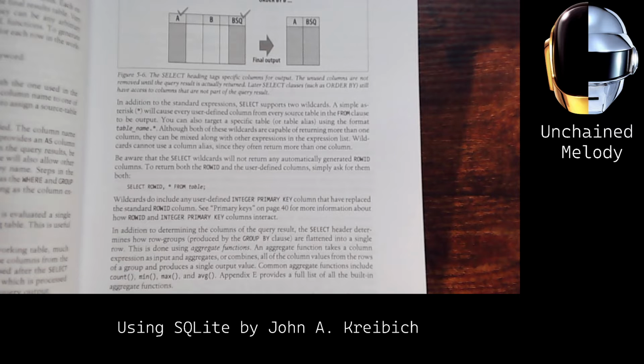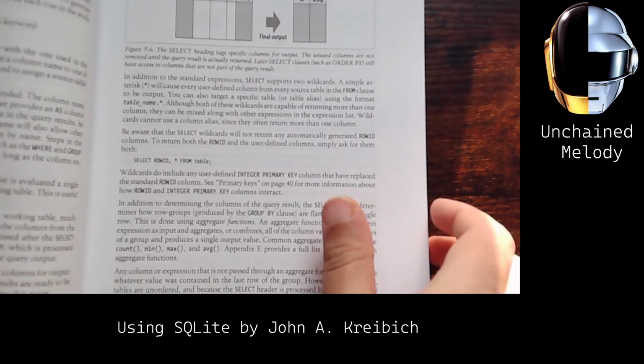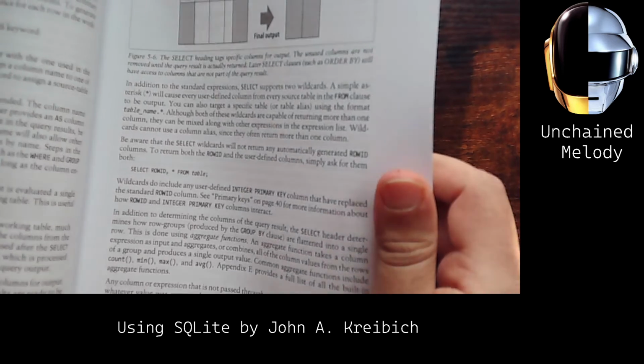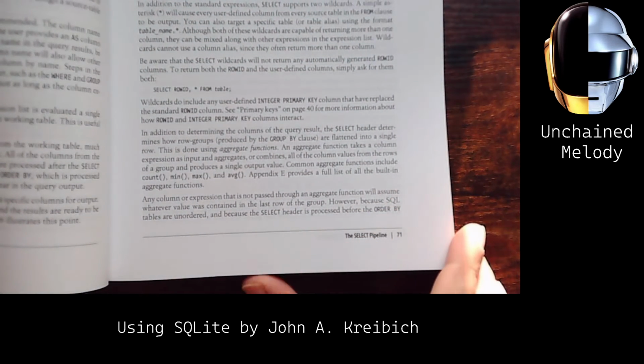In addition to determining the columns of the query result, the select header determines how row groups produced by the GROUP BY clause are flattened into a single row. This is done using aggregate functions. An aggregate function takes a column expression as input, aggregates or combines all of the column values from the rows in a group, and produces a single output value. Common aggregate functions include count, min, max, and average. Appendix E provides a full list of built-in aggregate functions.